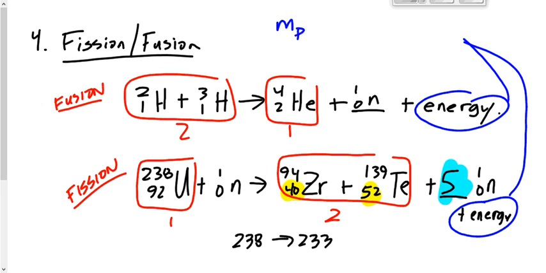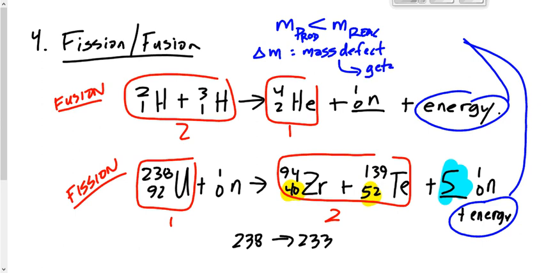the mass of the products, we talked about this when we did fission fusion, the mass of the products is always going to be slightly less than the mass of the reactants. The difference in mass is what we call the mass defect. Do you guys remember this? Vaguely? The difference in mass is what we call the mass defect. And that mass defect gets converted to energy.